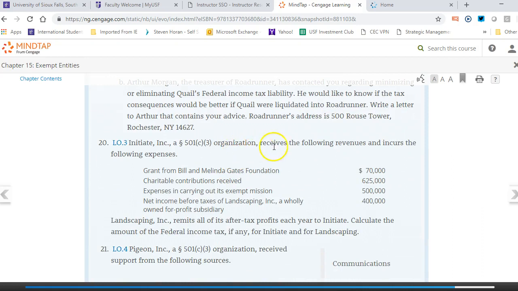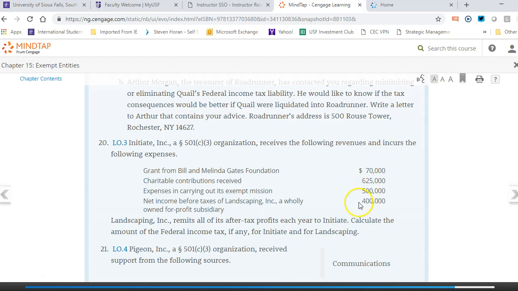Initiate Inc. is a 501c3, receives the following revenue and incurs the following expenses. So they received some money from the Bill and Melinda Gates Foundation, charitable contributions received, expenses in carrying out its exempt mission, net income before tax of Landscaping Inc., a wholly owned for-profit sub. Landscaping remits all of its after-tax profits each year to Initiate. Calculate the amount of federal income tax, if any, for Initiate and for Landscaping.